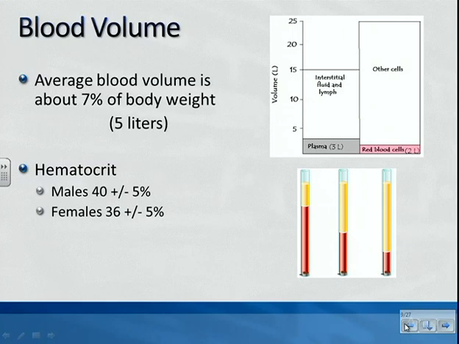What's our cardiac output? About 5 liters per minute. So we move our blood volume within a minute. That's the way you remember. It's about 5 liters.